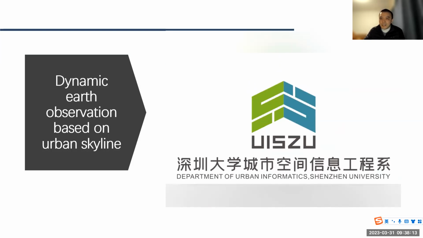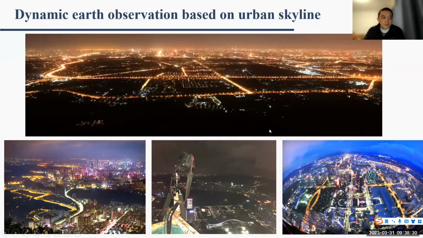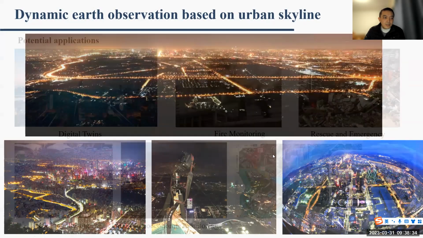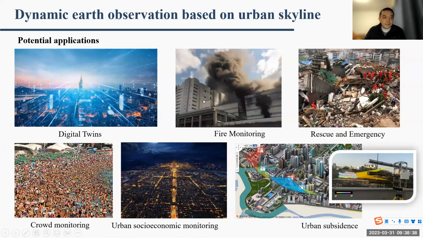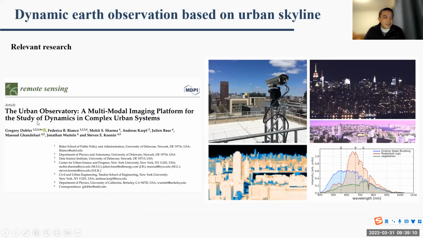It can last for a very long time, so I believe it has a very great potential for application in disaster management, and can even be used for cloud monitoring. And also the nighttime images can be used for urban socio-economic monitoring. So these are the potential applications we think can happen if we take real use of this kind of data, like digital twins, monitoring rescue and emergency, cloud monitoring, urban socio-economic monitoring. And if we install SAR or LiDAR instruments on the top, maybe we can do real-time urban subsidence monitoring.